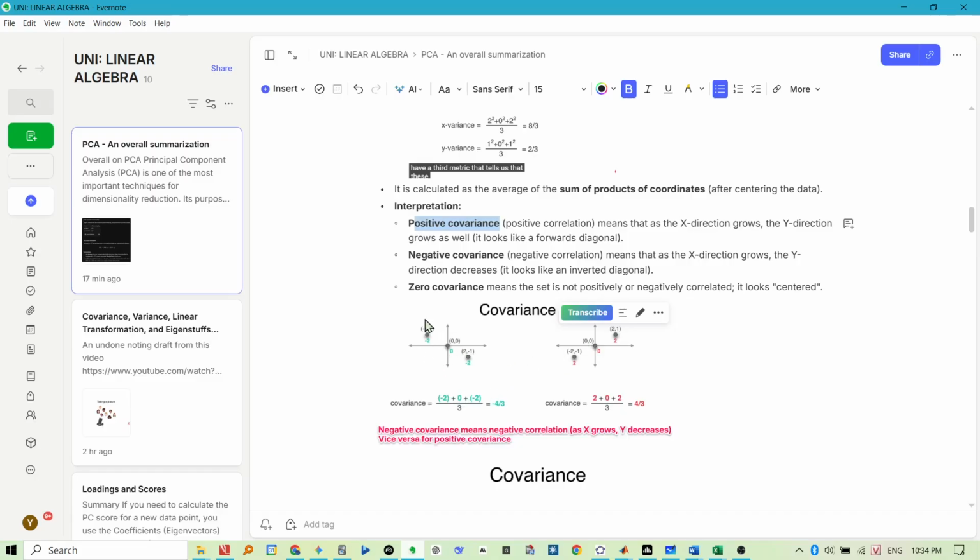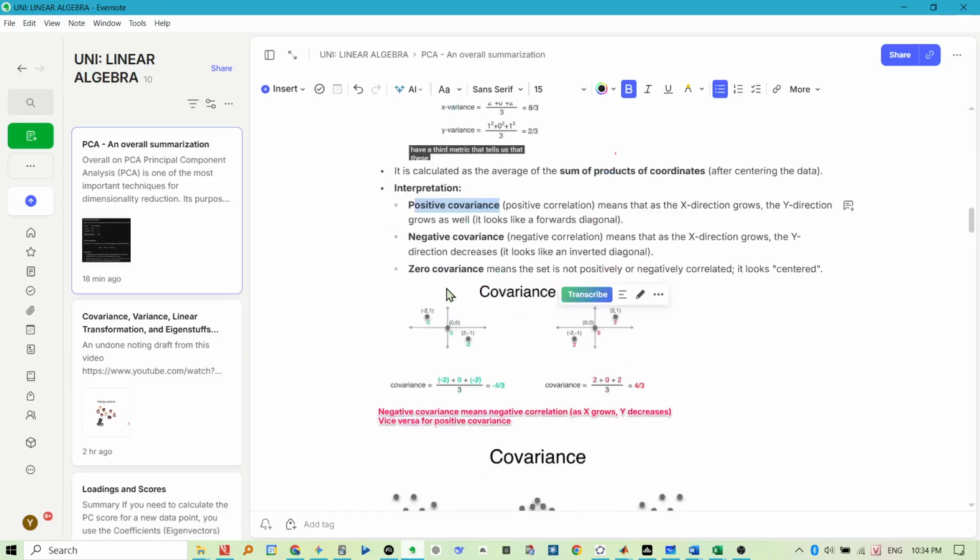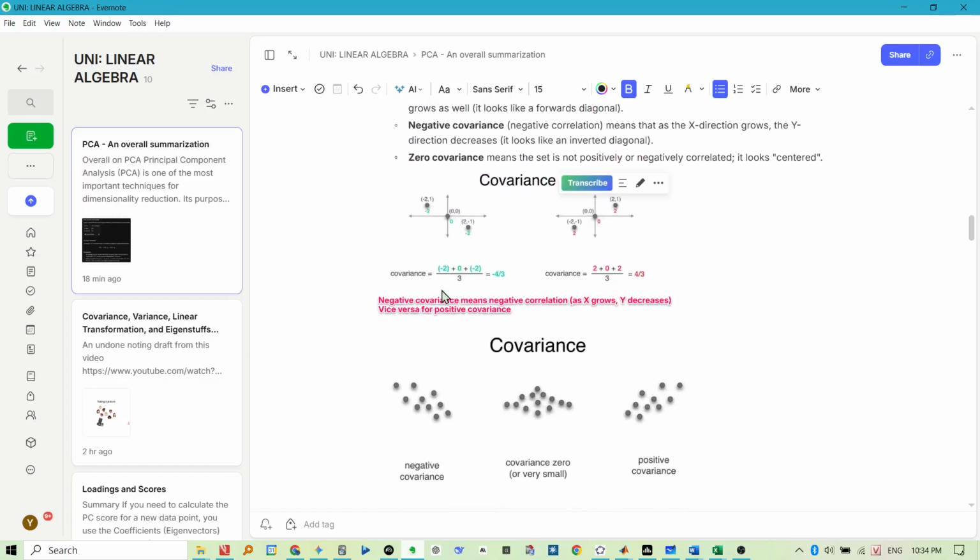A negative value means that the whole piece of data is going down. Positive means going up. Here are some more cases. If we add more points, it will look like this: negative covariance, because as the x direction grows, the y direction goes down.